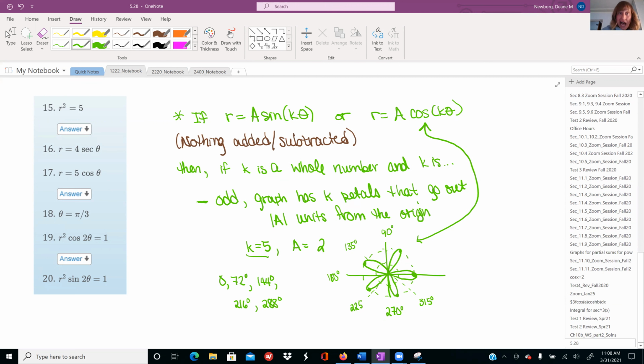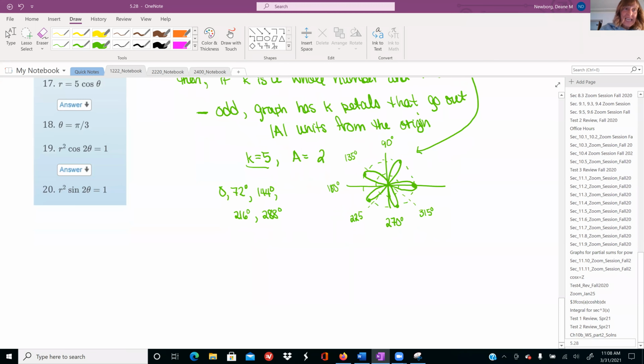That's if k is odd. Now, what if k is even? Then the graph has twice that many petals. Again, equally spaced. And they should go out to a circle of, or they should go out absolute value of a units from the origin.